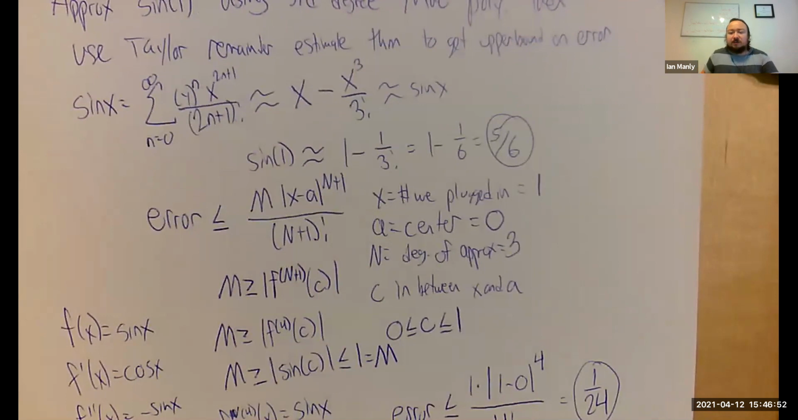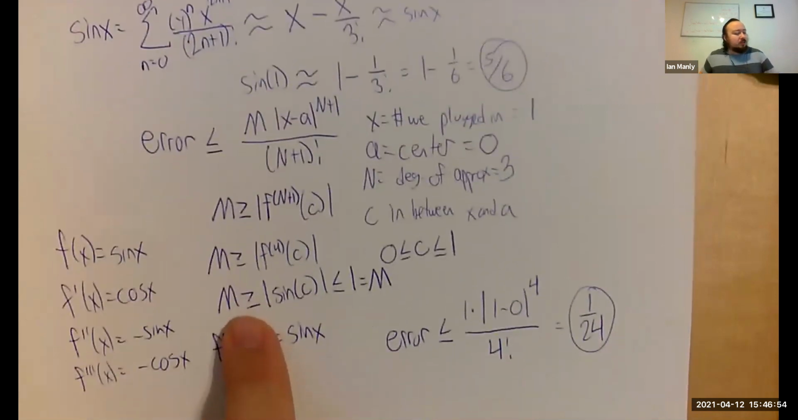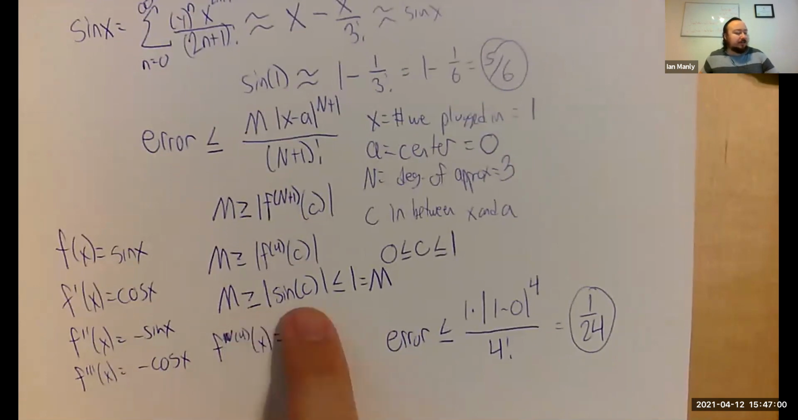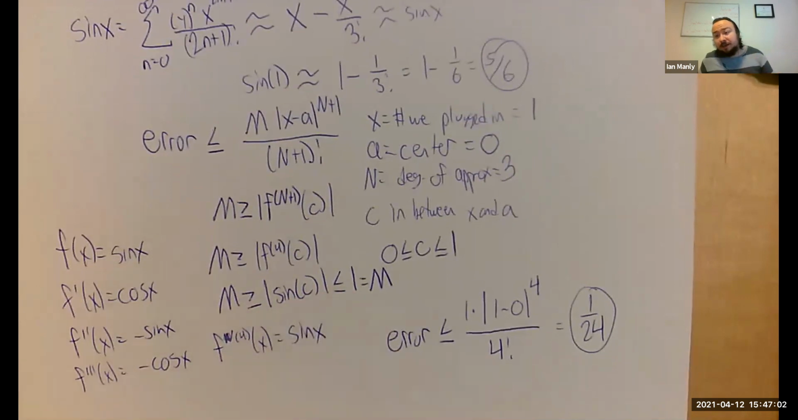How is m equal to one if it's sine of one? Well, this is a greater than or equal to sine right here. So it just needs to be greater than or equal to sine of c. And if we pick it to be one, then that will do the job here.